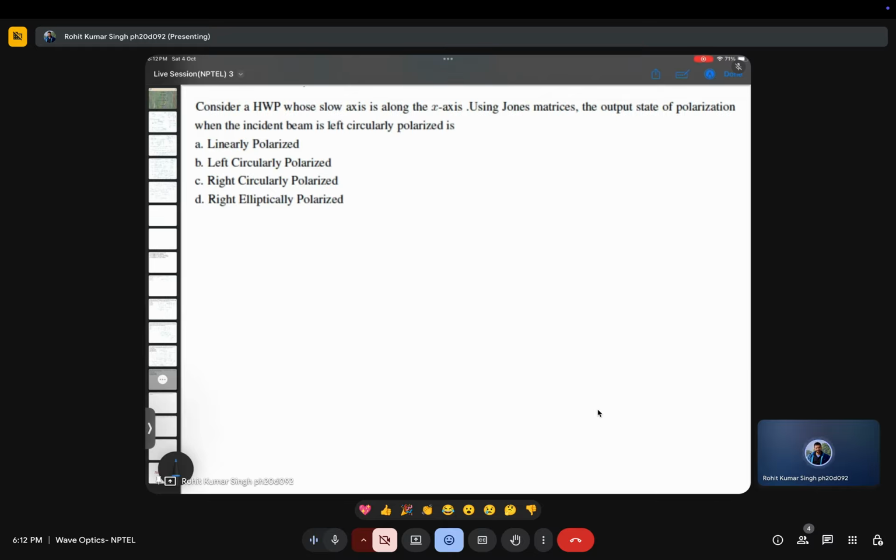Now again, instead of quarter wave plate, you now have the half wave plate, and its slow axis is along x axis. Okay, fine. So using Jones matrix, we have to find the output of the polarization when the incident beam is left circularly polarized. So now we have left circularly polarized beam. So you know that the left circularly polarized beam is given by which matrix? 1 minus i, right? And the normalization. This we discussed last time.